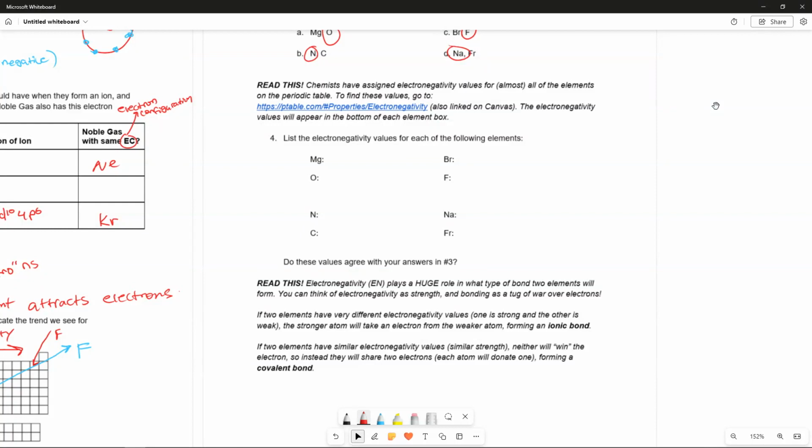Chemists have assigned electronegativity values for almost all the elements on the table. Go to this periodic table, also linked on Canvas, or you can Google it. The electronegativity values will appear on the bottom. List the electronegativity values for each of the following elements. We're not going to do all of that, we already did it in our example. Let's just do one. Fine. Magnesium and oxygen.